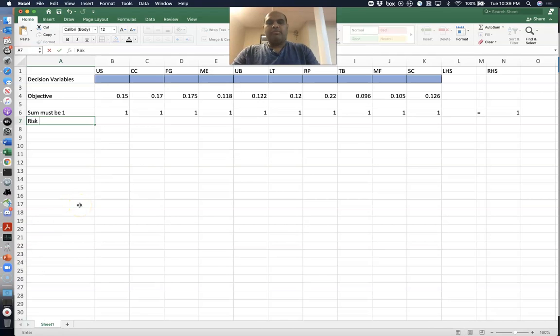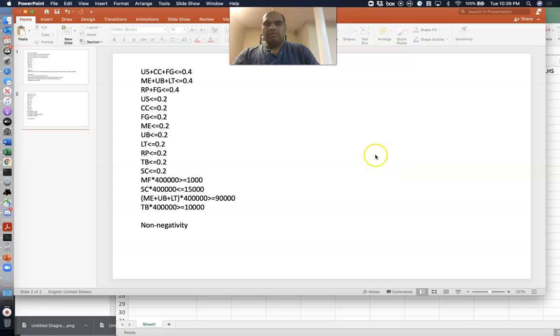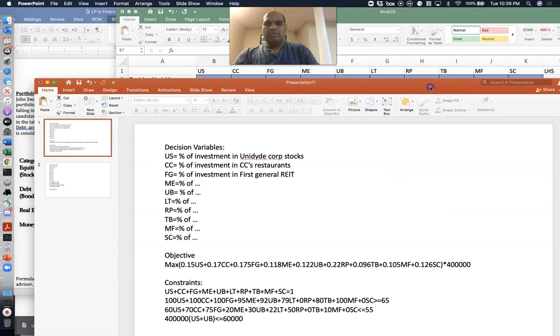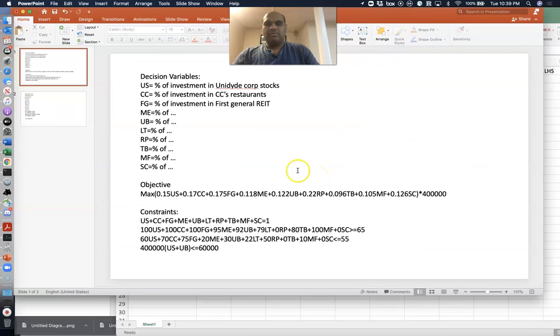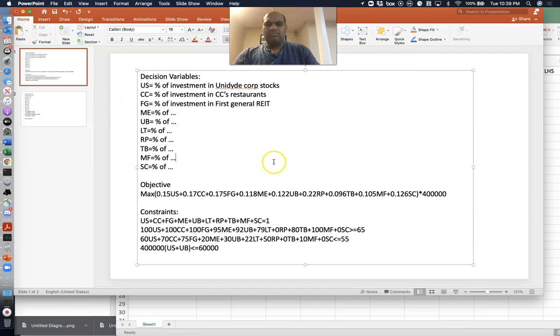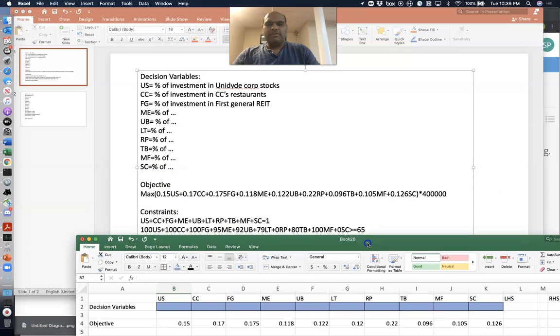Then we have the risk factor constraint, because remember, I'm not writing the liquidity factor first because that's a greater than or equal to constraint. You know what? Maybe we'll write the greater than or equal to constraints first. So we'll do the liquidity factor because there are fewer of them. So let's do the liquidity factor constraint.